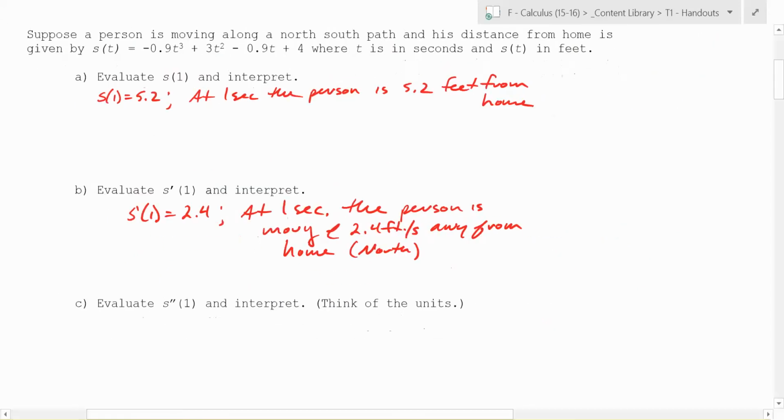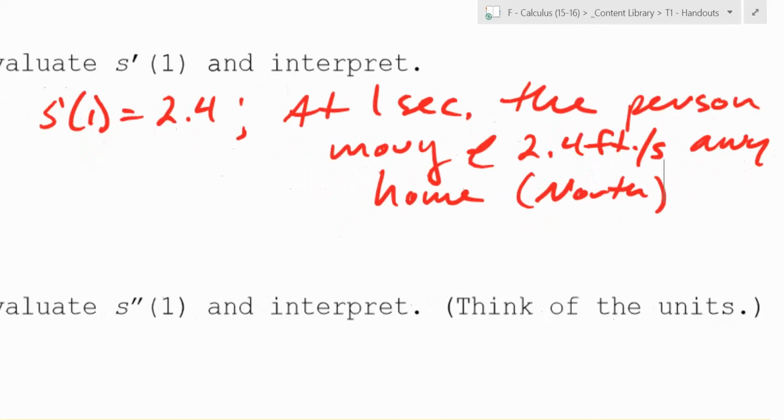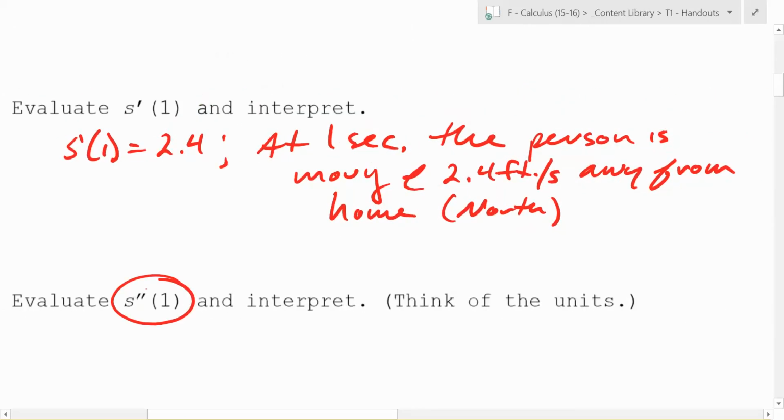Okay. So now this is what I want you to think about. You might have already seen it and started thinking about it, but evaluate S double prime. There's 2 of these marks now. So you're taking the derivative of the derivative. So you have velocity, and some of you have taken physics. If you take the rate of change of velocity, what do you end up with? Acceleration. So this is the rate of change of velocity. So how fast is the velocity changing?